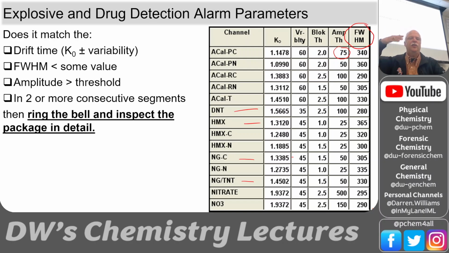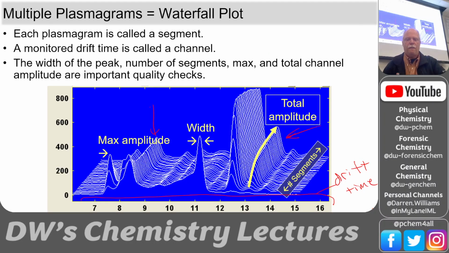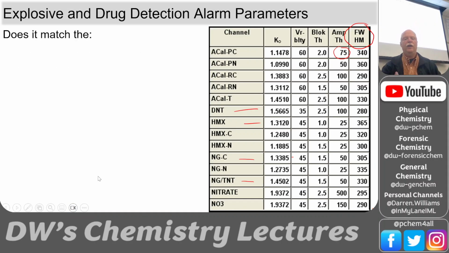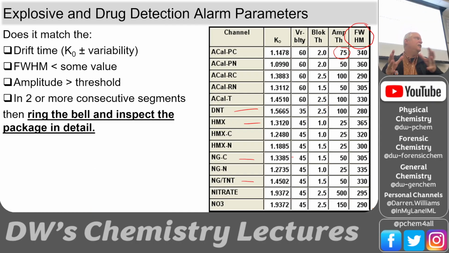And then it has to be in 2 or more consecutive segments. So these are segments, the number of segments. And so it's got to be repeatable. So it's got to hit multiple times on those segments, and it's got to be at the right location. It's got to have the right width. It's got to have the right amplitude. Once you make it through that filter, then you can confidently say, we have HMX, ring the bell and call security because we got a suspicious package.